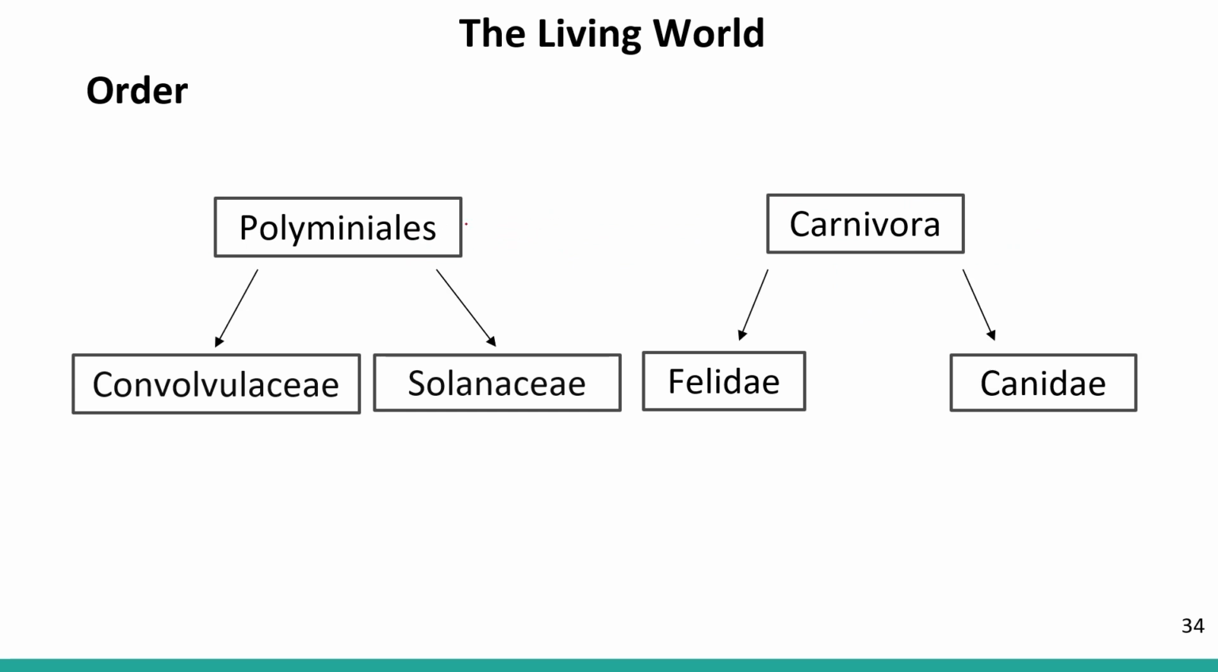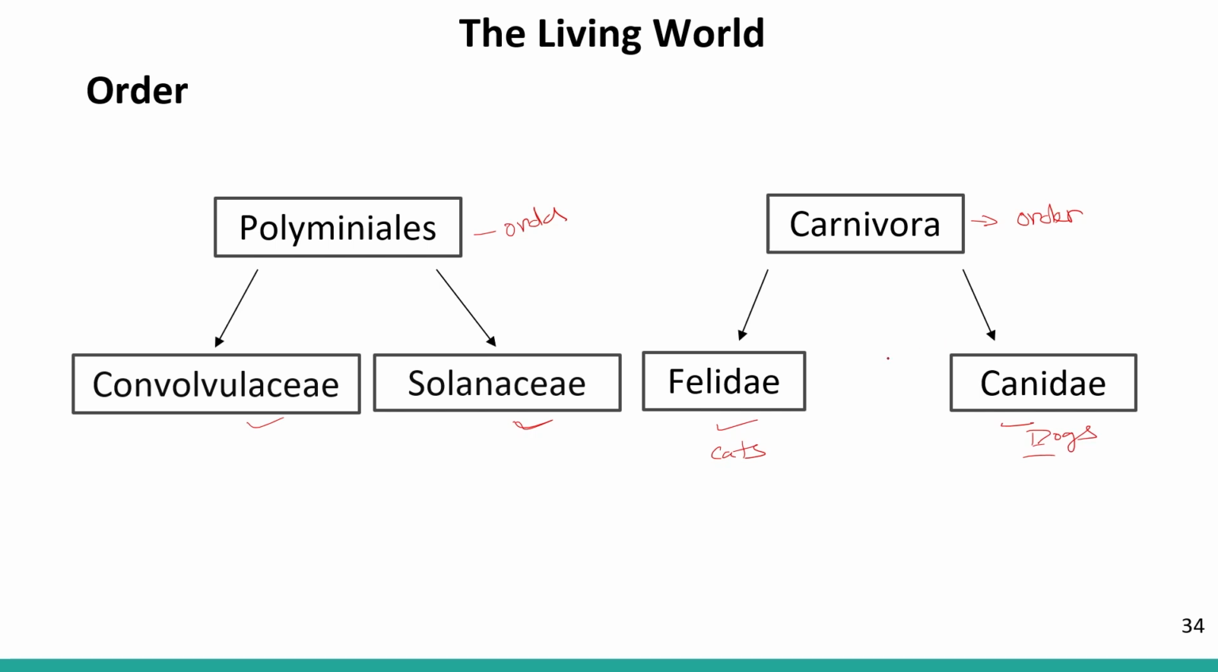Now again, this is an example. This is the order Polymoniales. Alright. So this order includes families Convolvulaceae, Solanaceae and Solanaceae. And again, if you talk about animals, this is the order Carnivora. So this order includes what? Families Felidae and Canidae. So Felidae includes cats, Canidae includes dogs.